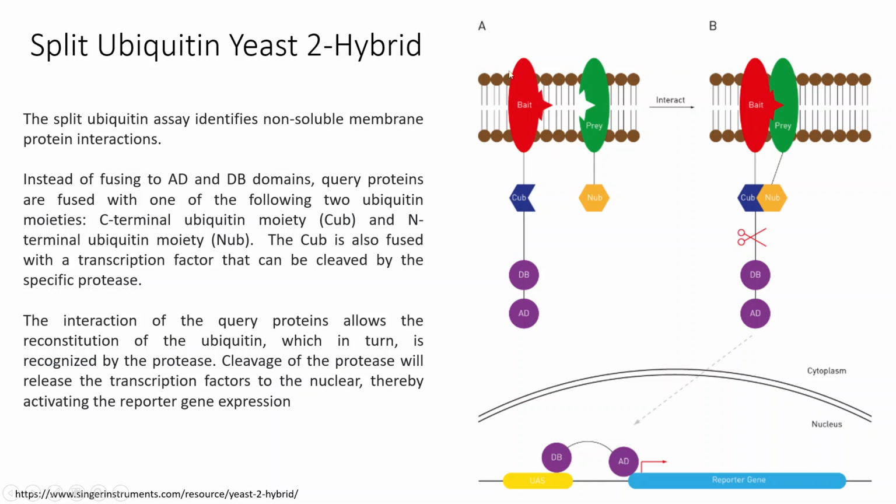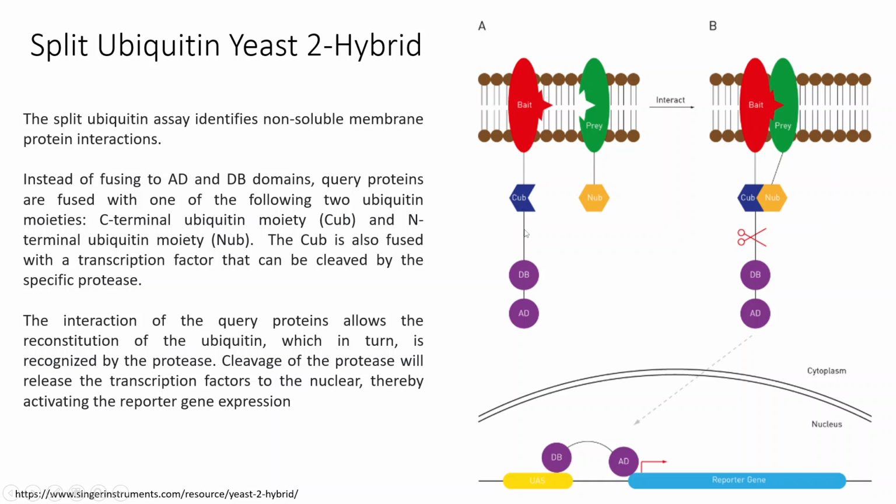Suppose we have a bait protein that's in the transmembrane and a prey protein that's in the transmembrane. We want to know if these two are interacting. We can fuse bait with this Cub domain. Cub is a C-terminal ubiquitin moiety, and prey we can fuse with Nub, which is an N-terminal ubiquitin moiety. Now, if these two interact with one another, they actually get cleaved. Cub has this transcription factor, AD and DB. This is the full transcription factor that's required for reporter gene expression. So this entire transcription factor is attached to Cub.